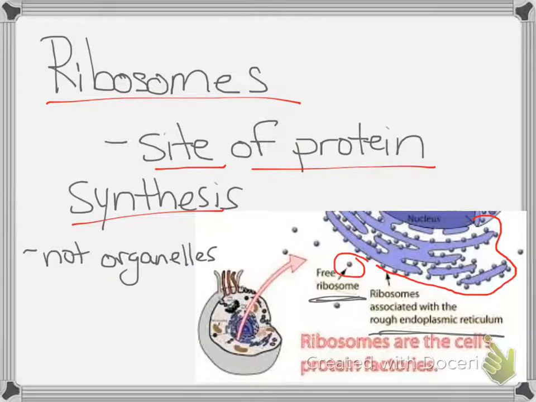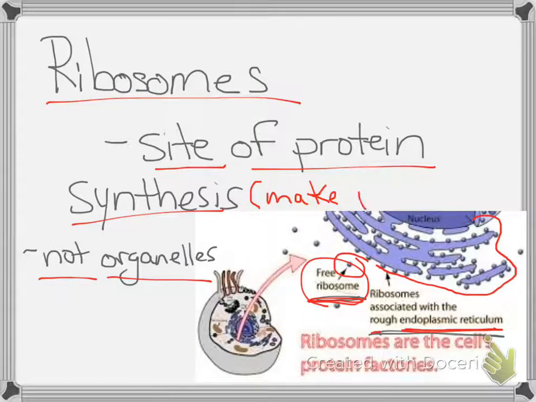We then have ribosomes. Note that these are not organelles. It's the site of protein synthesis. This is where proteins are made. And we can find them free-floating in the cytoplasm. We can also find them on the endoplasmic reticulum, what we call the rough ER. So again, site of protein synthesis, which means to make proteins.